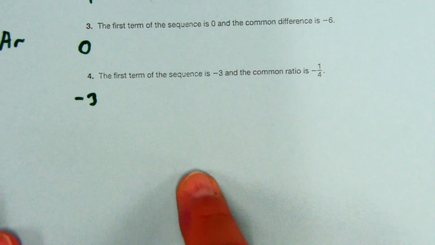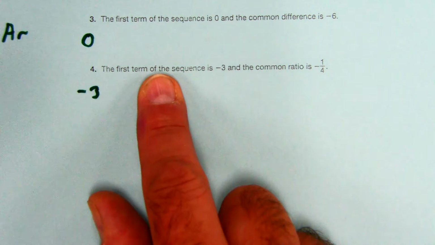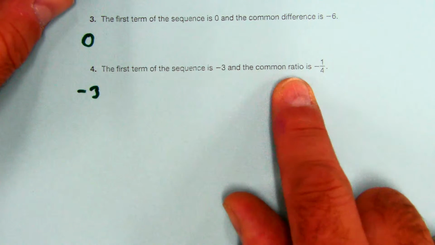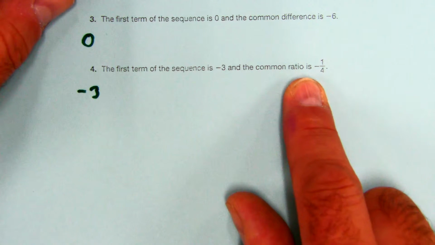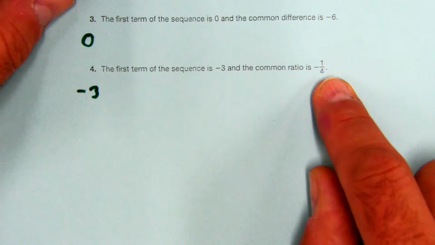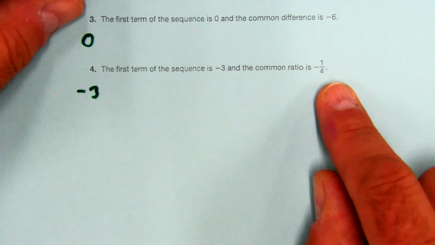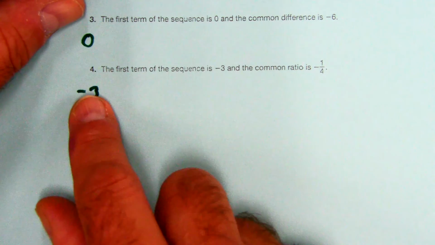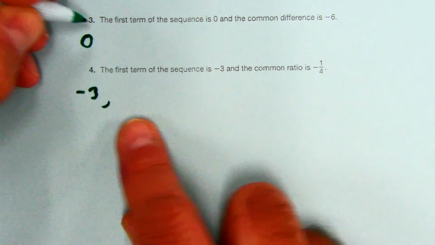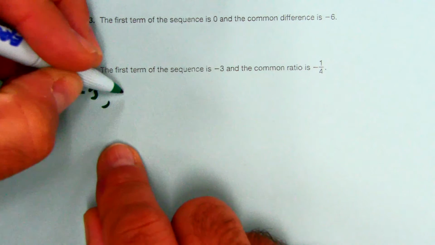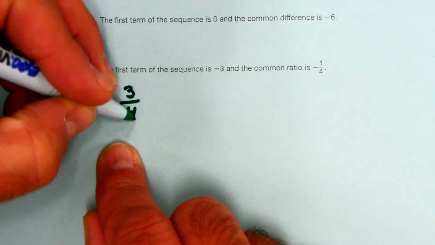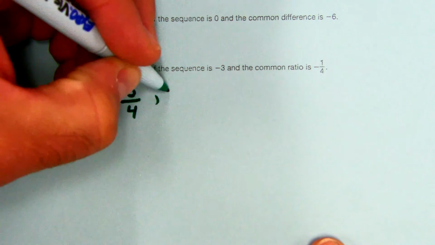Last but not least is the final one, and it's dividing by -4. How do I know it's dividing? Because common ratio means multiply or divide, and because it's a fraction, it means divide by -4, which is the same as multiplying by -1/4. And again, my signs will switch in my answer. They'll be negative, then the first one will be positive, then the next one will be negative.